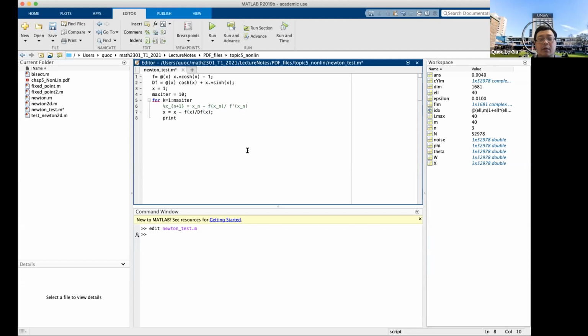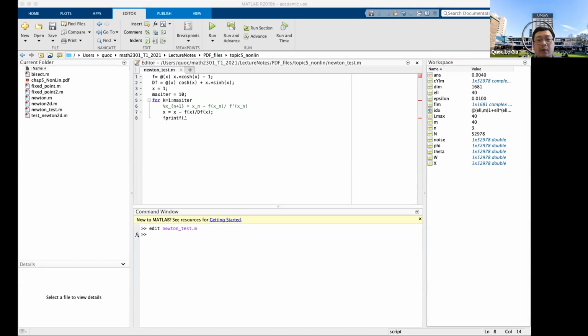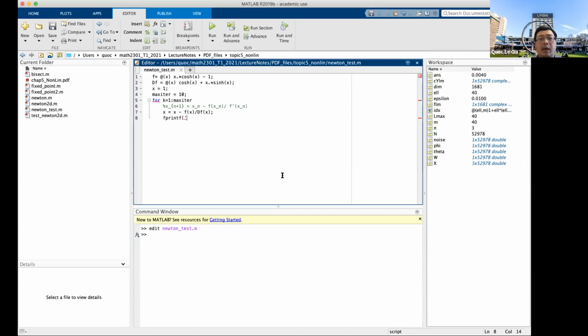So you can print out, so now what do I want to print out? What is x_n, and what is f of x_n? So print out x_n, so what is x?